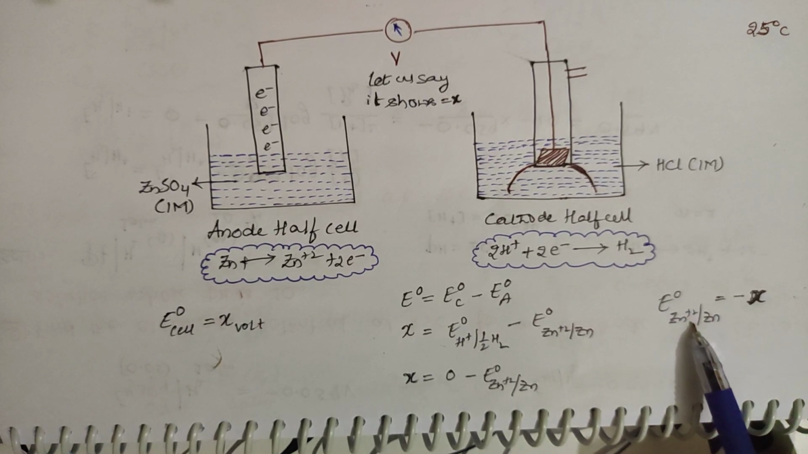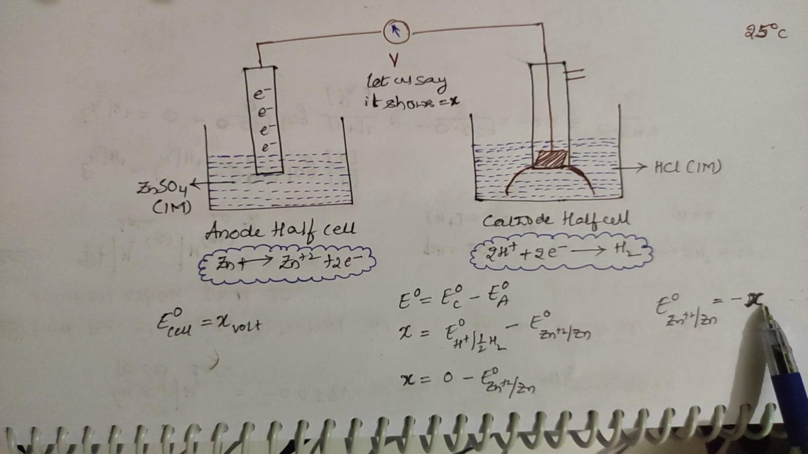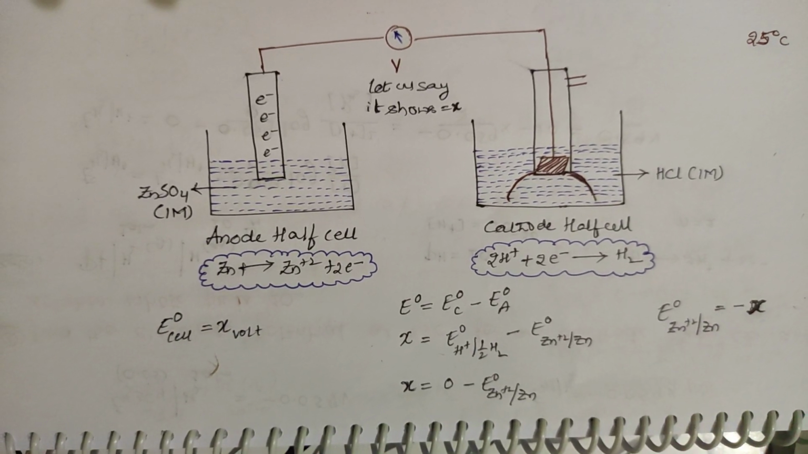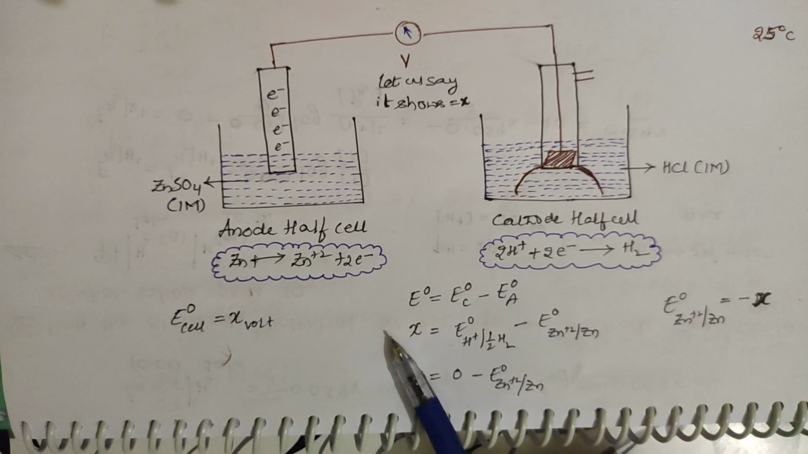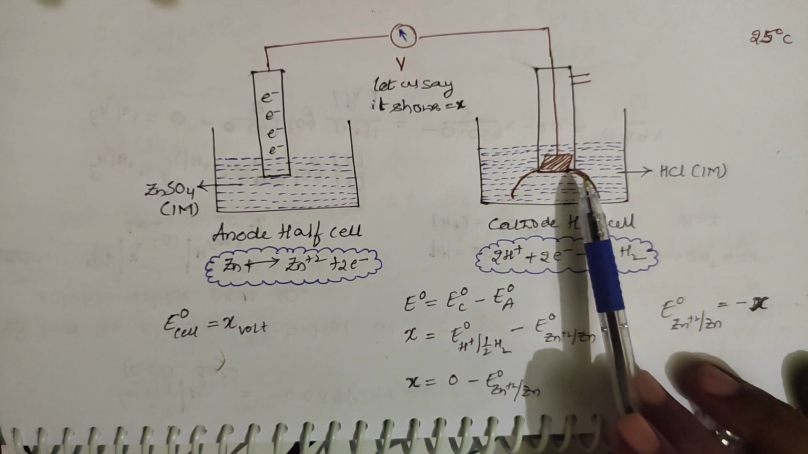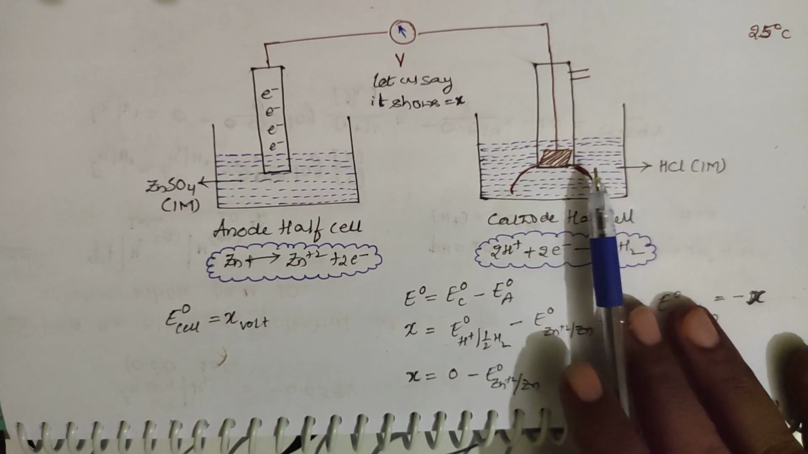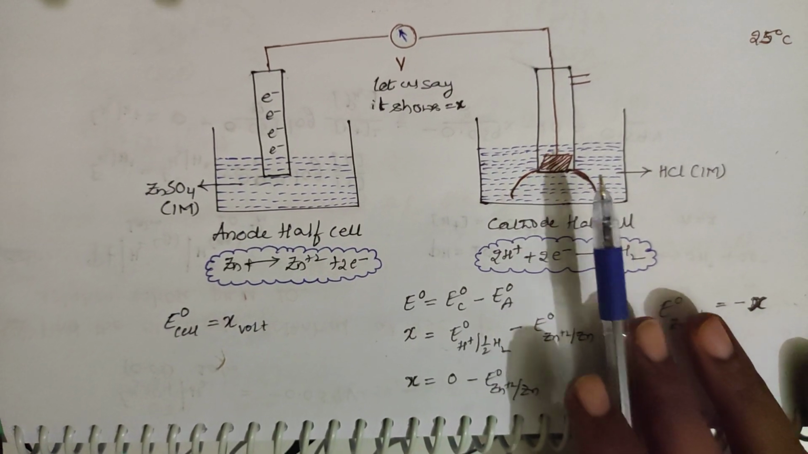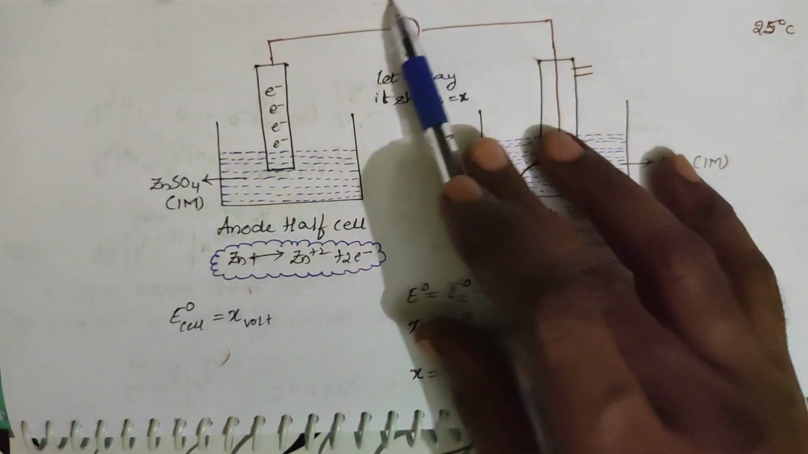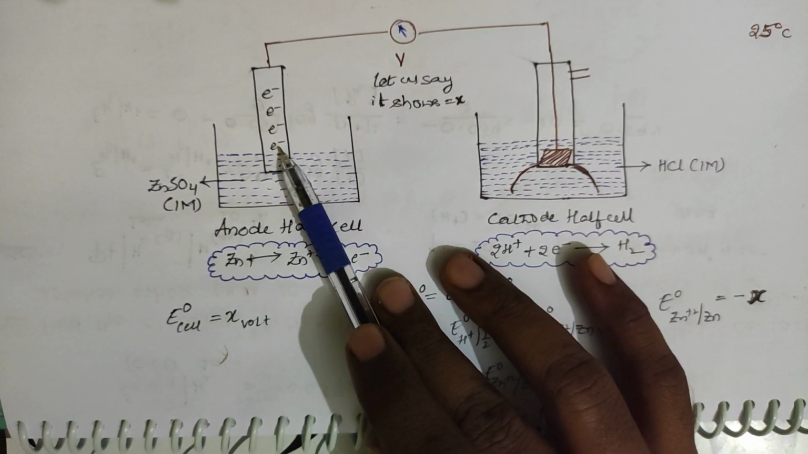So E naught of Zn+2 to Zn is minus X. Suppose I ask in the reverse condition, E naught of Zn to Zn+2, it will be X. Getting? So whatever the value of X you are getting, it is a comparative term with respect to hydrogen. But is hydrogen 0? No, it is an arbitrary assumption. We are just assuming that it is taken as 0. If we take 0, whatever value you are getting will be for this one.